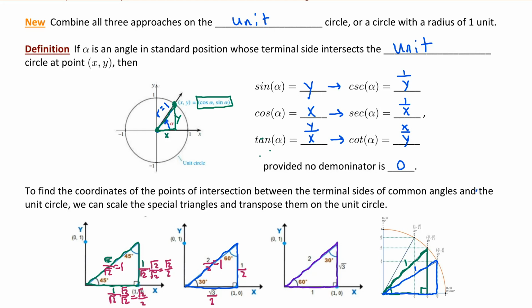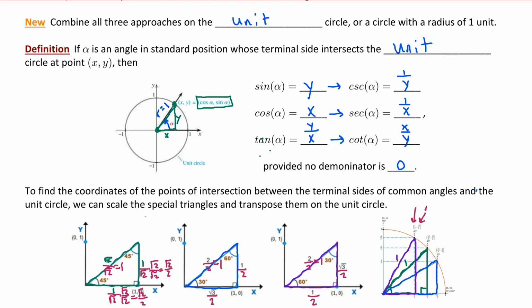Our goal is to scale it so that it fits perfectly on the unit circle. In order for it to fit on the unit circle, we need it to have a hypotenuse of 1. You know the drill, right? Right now it has a hypotenuse of 2. I'm going to scale it by dividing it by 2, so that the hypotenuse is 1. If I divide that length by 2, I need to divide the other lengths by 2. Now this special triangle fits perfectly on the unit circle. The horizontal segment gives me the x-coordinate, the vertical segment gives me the y-coordinate.